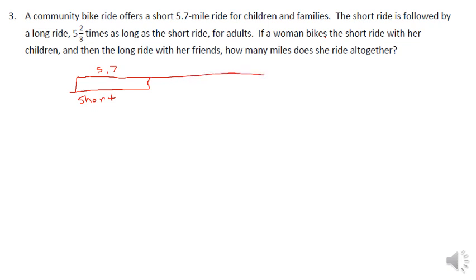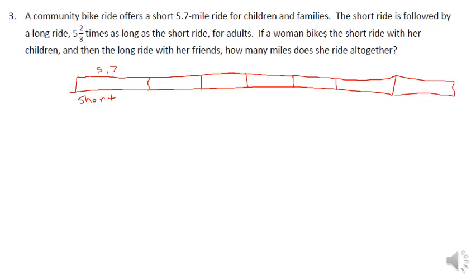So I'm going to go ahead and take this out, and I'm going to take it out 6 times, because there's 1 time as long, 2 times as long, 3 times as long, 4 times as long, 5, and this one here is only going to be 2/3. So this is the long ride. Now we know each one of these is 5.7. So the sum of those, or 1, 2, 3, 4, 5, 6.